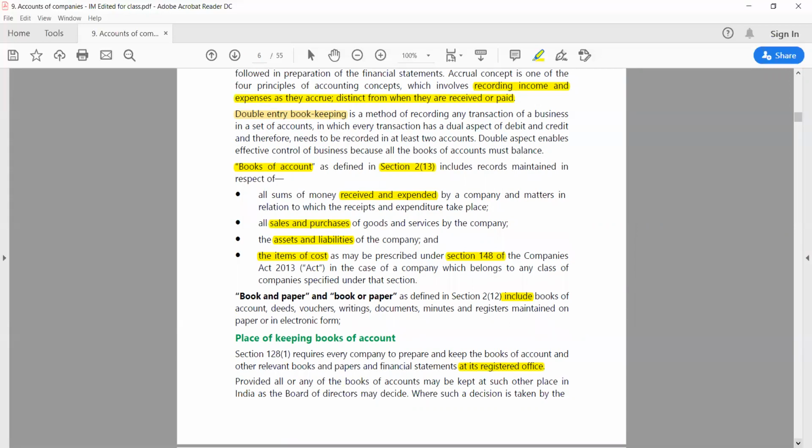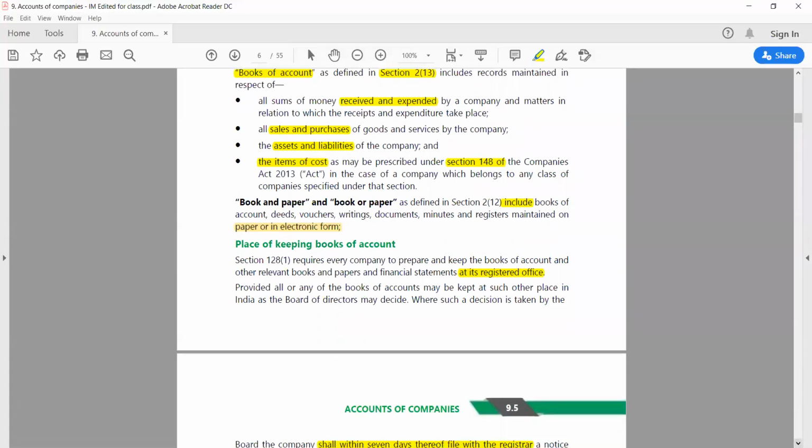Books and papers, books or papers, whatever you call it, include books of accounts, deeds, vouchers, writings, documents, minutes, registers, everything either in paper or in electronic form. It can be anything. Where will you place the books of accounts? At the registered office. We are moving at a good speed because we already know all these basics. Our basics are strong, so we can do it easily.